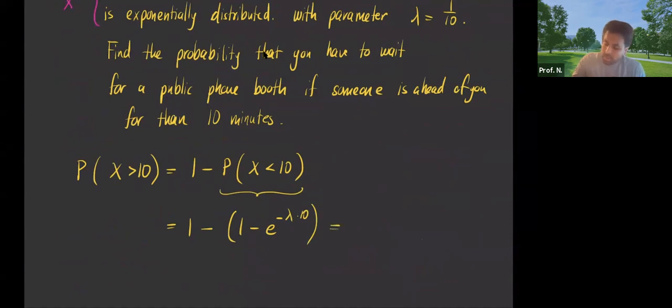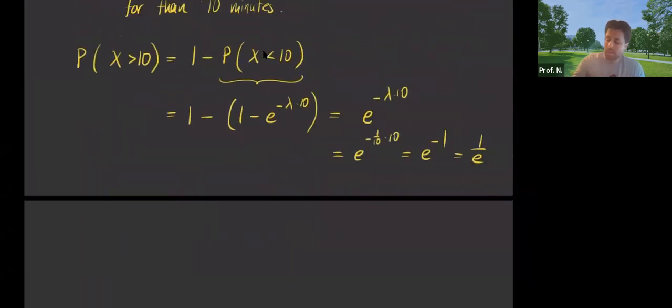But then when you distribute that negative, the 1 minus 1 goes away and this becomes positive e to the negative lambda times 10. But what is lambda? Lambda was 1/10. So this is really e to the negative 1, or 1 over e. So the probability for you to wait that long is 1 over e. And 1 over e is approximately 0.368.